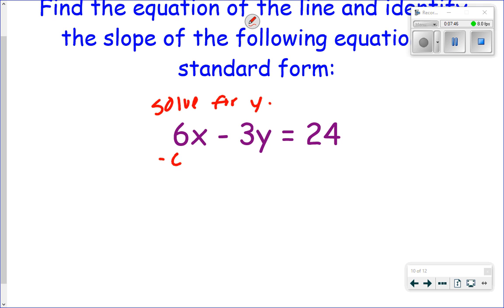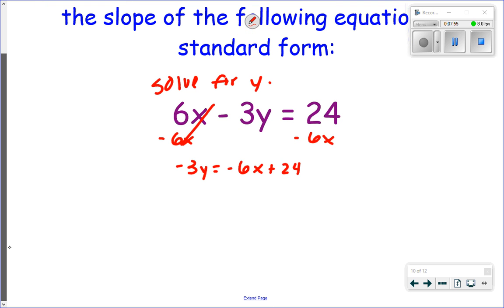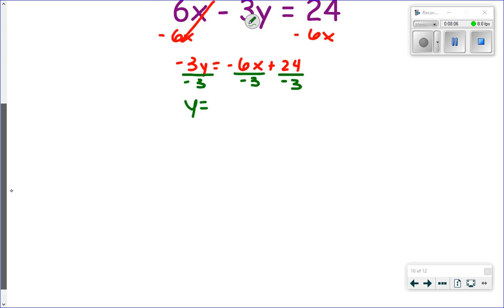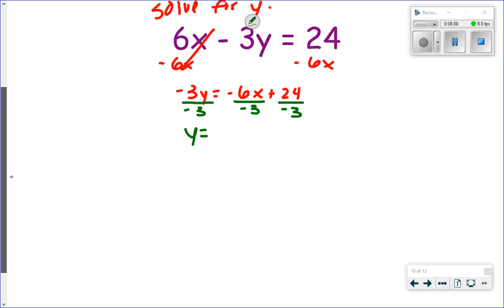So the first step is going to be move my x term over. So I've got -3y equals -6x plus 24. Okay, what's my next step for solving for y? I need to divide by whatever is in front. And I take the negative sign with it. So y equals -6 divided by -3, that's 2x. 24 divided by -3 is -8. So that's my slope-intercept form, y equals 2x minus 8.